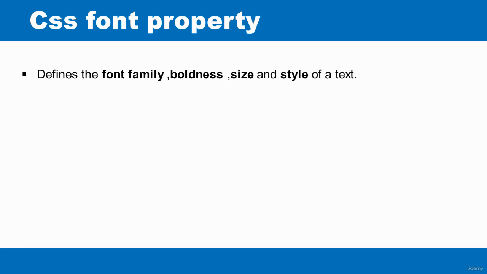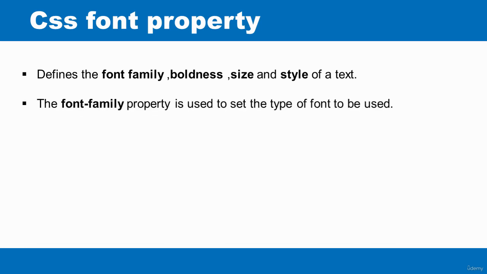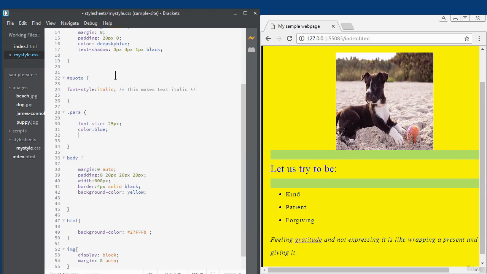If you want to set the type of font that an element uses, you need to do that using the font family property. I've got my CSS here and I am going to add a font family for this paragraph here in blue, which is controlled by this class here called para. So all I need to do is type in the font family property and I'll define each of the fonts I want to use.